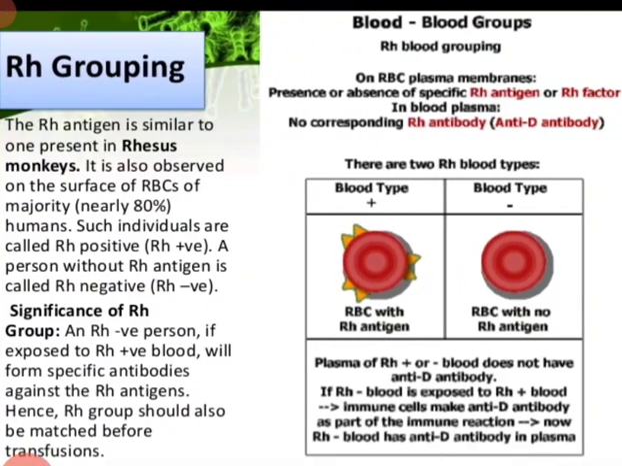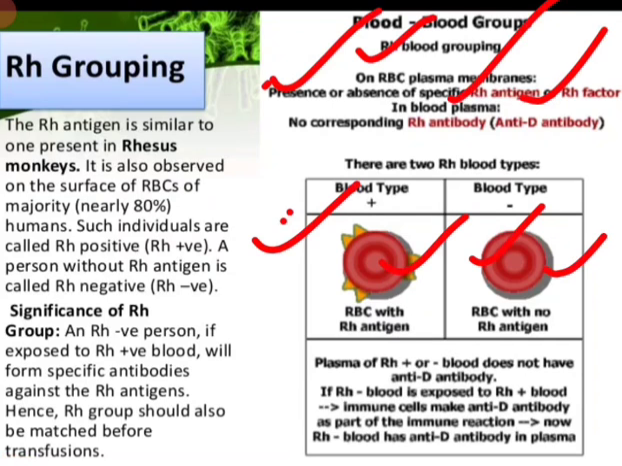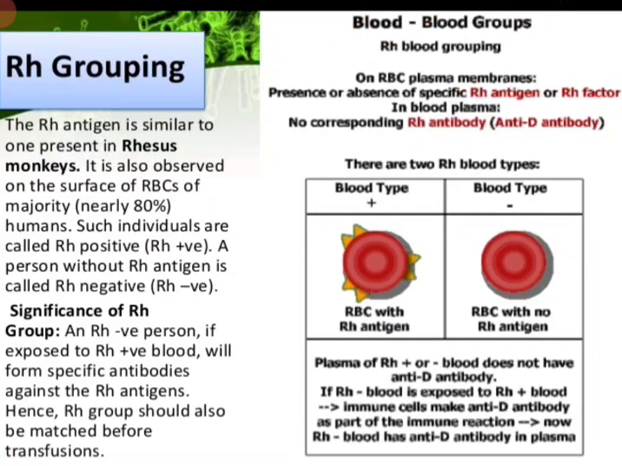Next one we are coming to is Rh grouping. So today we are discussing the Rh grouping here. Rh is named on the basis of the Rh antigen. The Rh antigen is similar to one present in which monkey? Rhesus monkey. That's why it is known as the Rh antigen. It is also observed on the surface of the RBC of the majority of humans. Such individuals are called Rh positive, or Rh plus. A person without the Rh antigen is known as Rh negative.